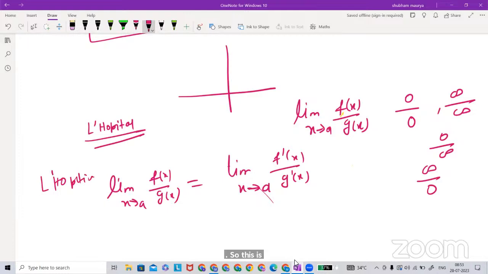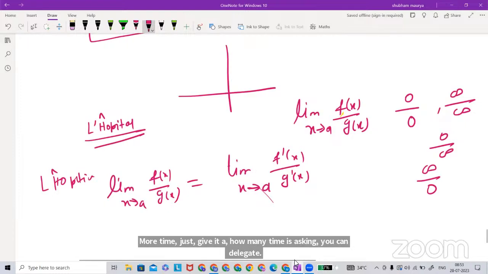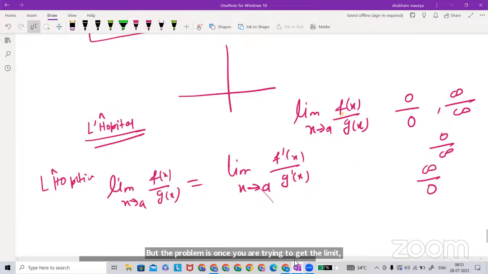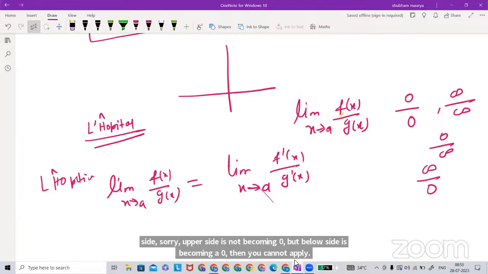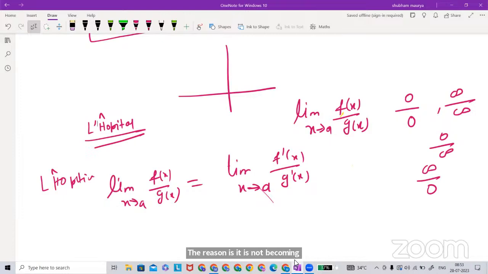If it is again indeterminate, then you can differentiate again, as many times as it keeps asking. But once you try to get the limit, if the upper side is not becoming 0 but the lower side is becoming 0, then you cannot apply it, because it is not an indeterminate form. Otherwise, if it is 0 by 0, infinite by infinite, 0 by infinite, or infinite by 0, then it applies.